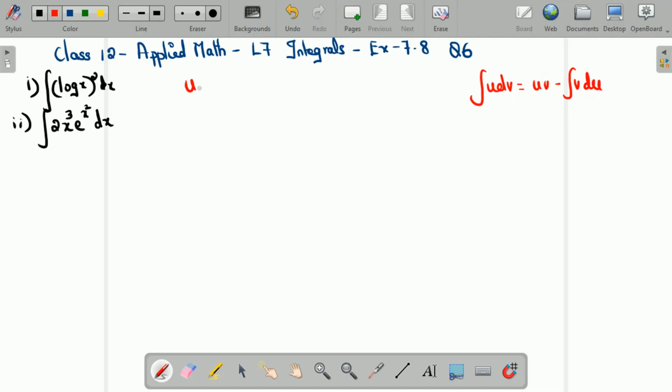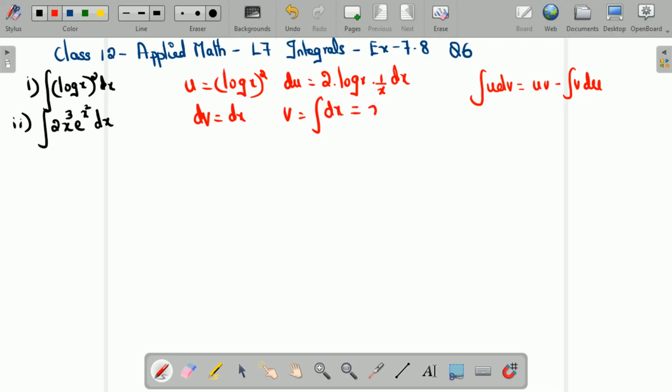So let's identify the u. So u here is going to be (log x) the whole squared. So du is going to be equal to 2 into log x into 1 by x dx. Now dv is going to be equal to dx. So v is going to be integral dx, which is equal to x.